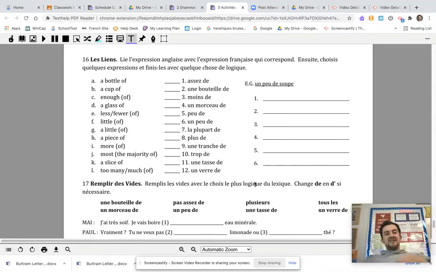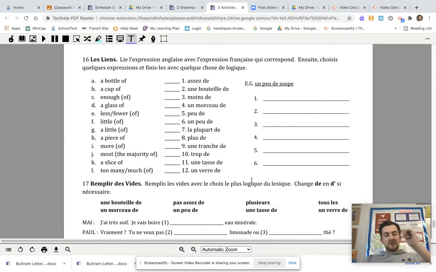Okay, exercice 16, les liens. It says, which means connections. Lis l'expression anglaise, connect the English expression avec l'expression française qui correspond, with a French expression that corresponds. Ensuite, choisis quelques expressions et finis-les avec quelque chose de logique. Next, choose some expressions and finish them with something logical.